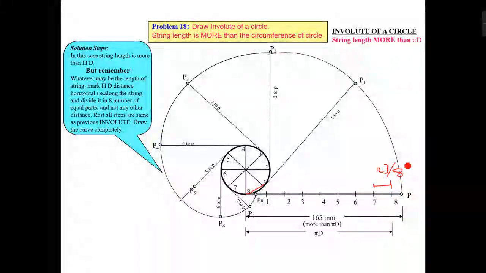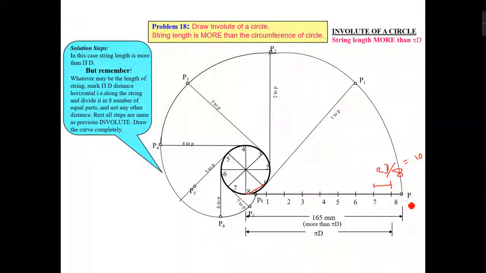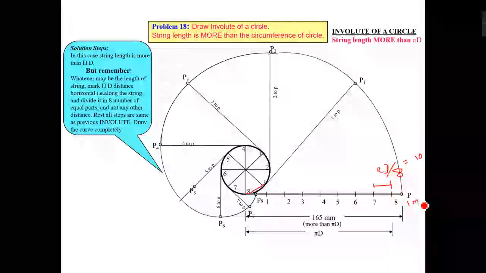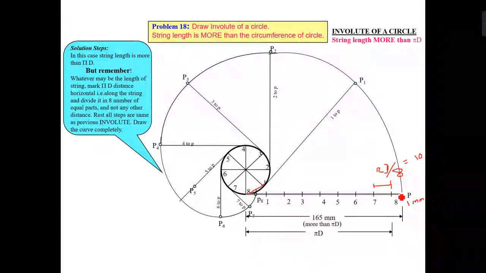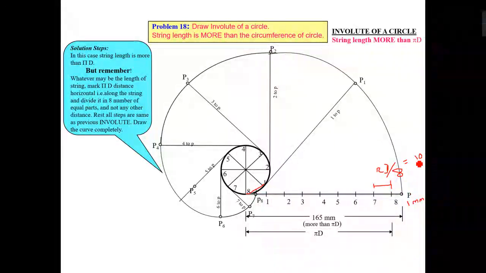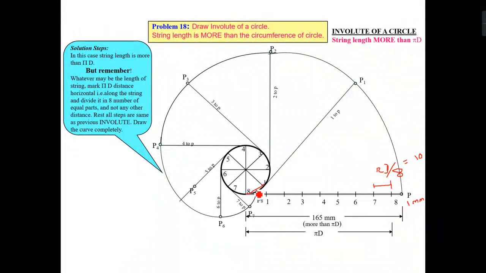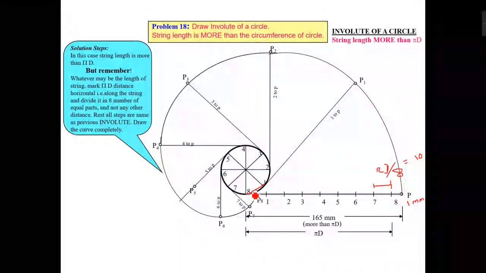Okay, so suppose it is coming out to be 10 mm, and the remaining portion is, for example, 1 mm. So it is nothing but 1/10 of this measurement. So what I will do is divide this portion into 10 equal parts. Okay, for example, this length is coming out to be 8 mm.